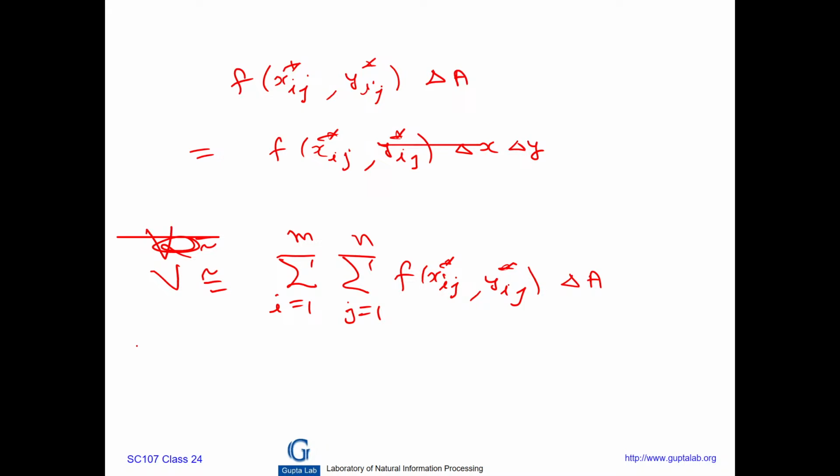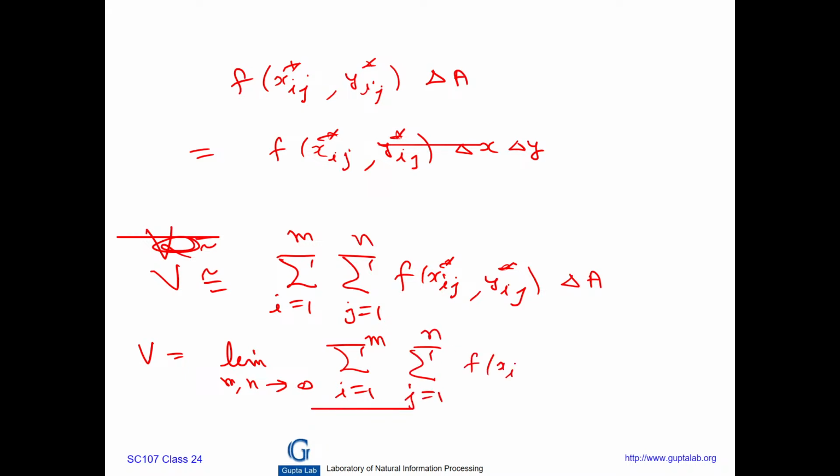So basically I can say that V is nothing but limit m, n approaches infinity, summation i equals 1 to m, summation j equals 1 to n, f of xij star, yij star times delta A.